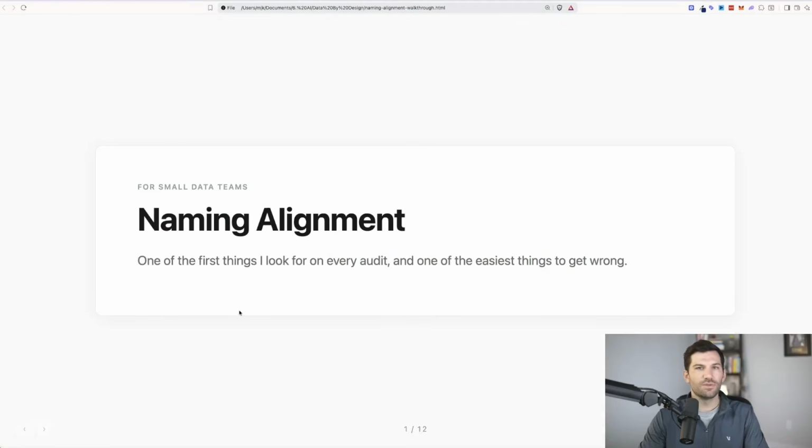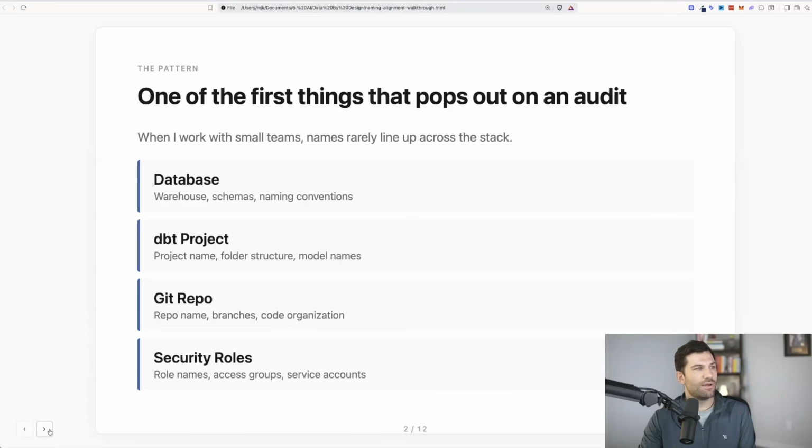So when I work with teams one-on-one, one of the first things that we actually do is complete an audit. Effectively, we'll go through step by step and look at their project. This includes things like their database, dbt setup, their Git repo, security roles, all types of things like that, and understand what they're doing today. And this is one of the first things that tends to pop out, especially, like I said, with the smaller teams, because it won't be super consistent.